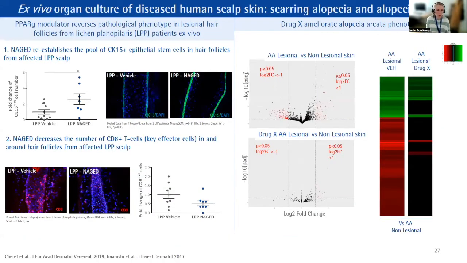Just want to show a few examples of this model. So here, for example, lichen planopilaris patient biopsies were used and treated with a PPAR gamma modulator, and this was shown to improve the number of the keratin 15 positive stem cells and to reduce the immune cell attack in the hair follicle bulge. Whereas on the right-hand side, you can see alopecia lesional versus non-lesional skin that was treated with a certain drug. And then the expression profile of this lesional skin became more similar to the non-lesional skin. So the drug basically reversed this effect.